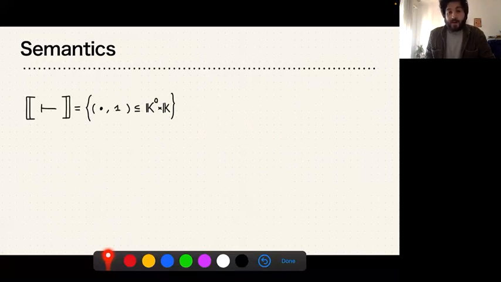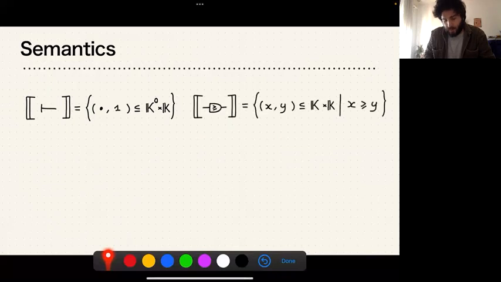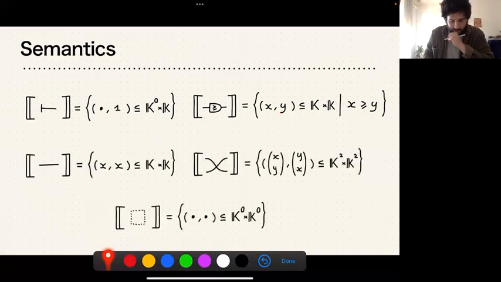Then we have the extensions. Here we have the 1, which acts like the 0, but it outputs 1 on the right instead of 0. And then we have the greater than or equal relation, which is mapped to the obvious greater than or equal relation. And then we have the identities, the symmetries, and the empty diagram, whose semantics is pretty straightforward.